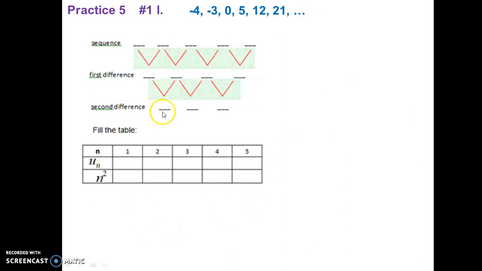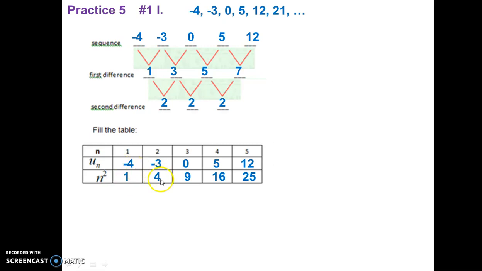1L. Okay, similar to the last one. Let's see if we can do it. Our sequence is negative 4, negative 3, 0, 5, 12. First difference: 1, 3, 5, 7. Not linear. Second difference: 2, 2, 2. Quadratic, we see a constant here. Fill the table. Here's our sequence. N squared every time is the same. N squared is not enough.